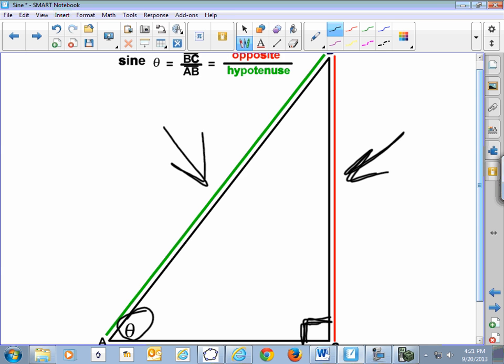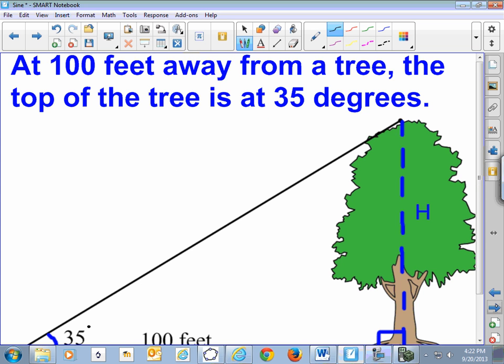And if we find that it's useful, so let's say we are 100 feet away from a tree. The top of the tree is 35 degrees with the ground. Say we're on level ground, for example. Can we figure out the height of that tree?